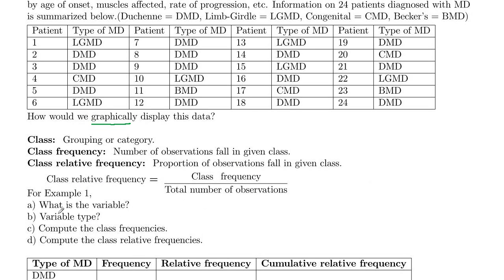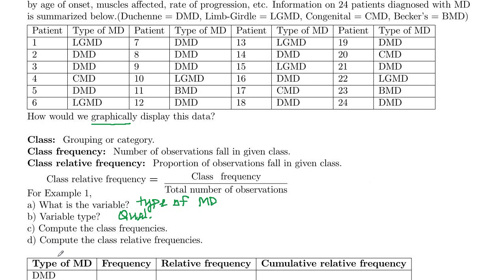So first of all, what is our variable here that we're looking at? That is going to be the type of muscular dystrophy. And then the variable type, is it qualitative or quantitative? It's going to be qualitative, right? It is not numerical data. Let's go ahead and compute our class frequencies and class relative frequencies.